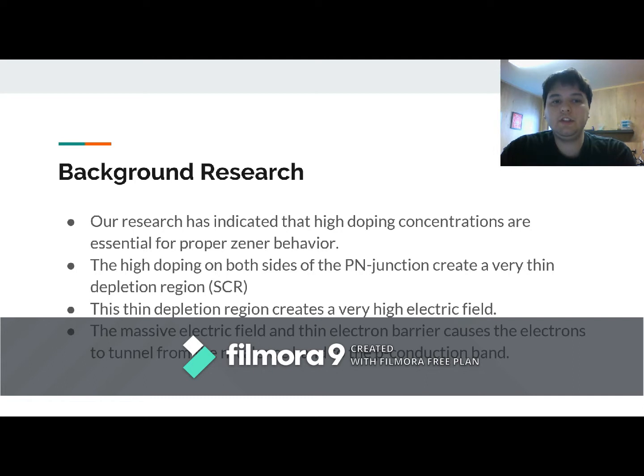So the depletion region in reverse bias becomes so thin that it allows electrons to tunnel from the p-type valence band over into the n-type conduction band. Now, some Zener diodes, especially those used at higher voltages, also use the avalanche effect, which can achieve the same results.